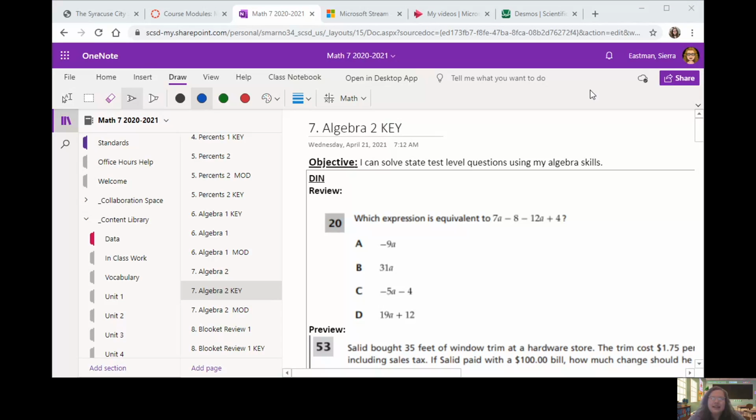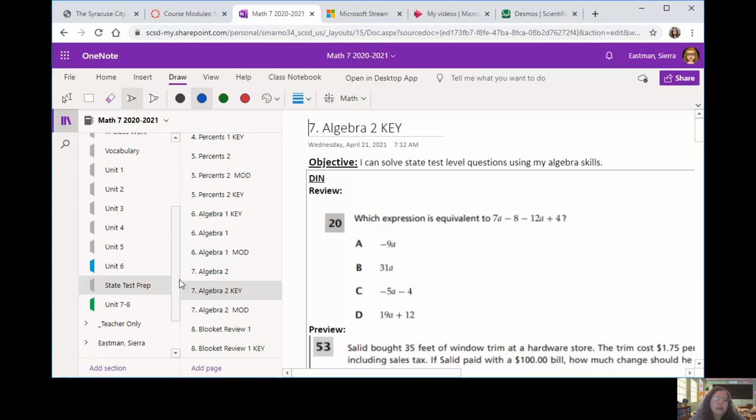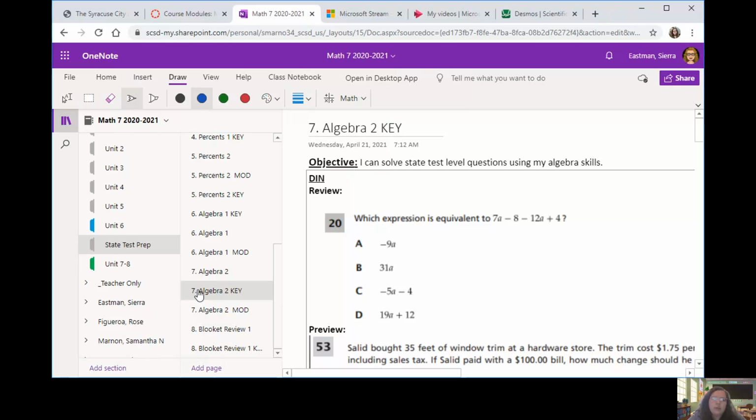Good morning, everyone. Today is Thursday, April 29th. We are going to be in that same state test prep section as every lesson this week. And today we are moving to page 7, which should say Algebra 2.